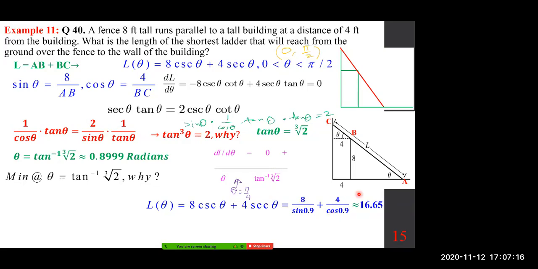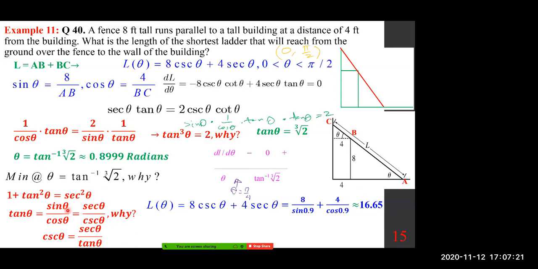However, because 1 plus tan squared is secant squared theta, and tan is sine over cosine, or secant over cosecant, I hope you can figure this out on your own. And cosecant is secant over tan. You can use these identities to replace this and take a look at what happens. This would be the precise answer using the fact that you're dealing with tan inverse of cube root of 2. So I'm going to leave it for you to figure this out.